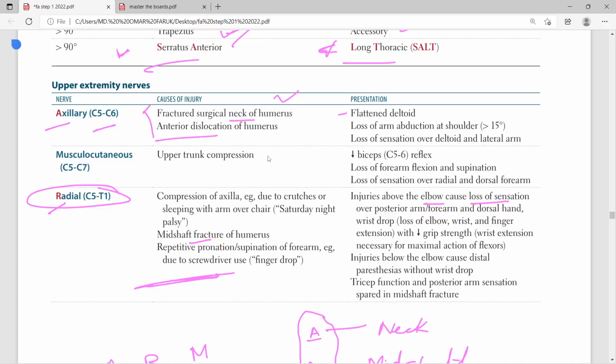Triceps function and posterior arm sensation are spared in mid-shaft fracture. Injury above the elbow causes loss of sensation over the posterior arm, forearm, and dorsal hand, and wrist drop, with loss of elbow, wrist, and finger extension and decreased grip strength.